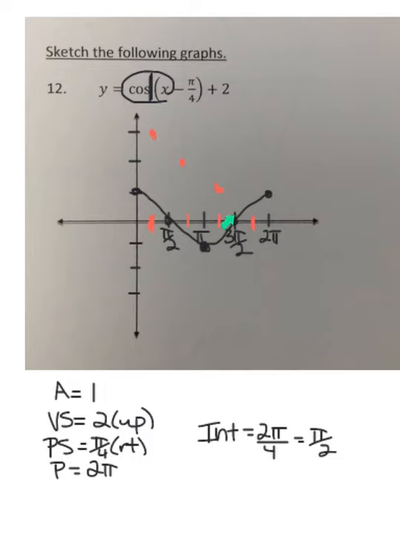So I'm going to 3 pi over 2. I'm going to the right pi over 4. Then I'm going up 1, 2. So it should be even with this guy right here. Okay, right there.